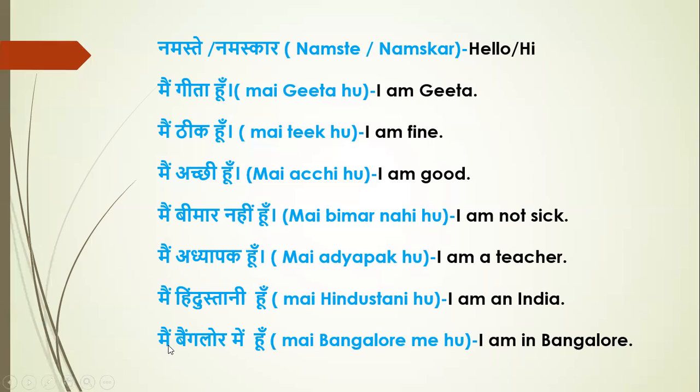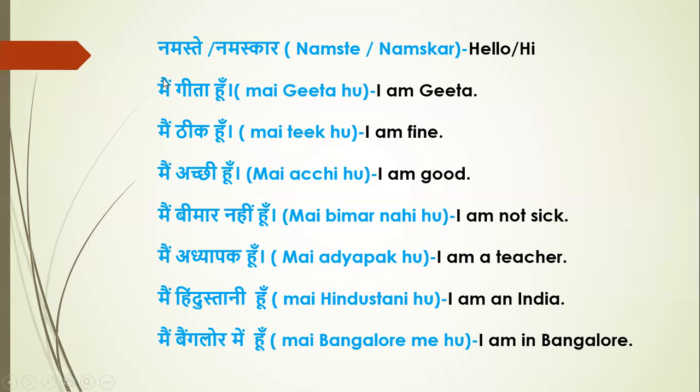Then the next one is मैं Bangalore में हूँ, I am in Bangalore, and you can mention where you are. Like मैं दिल्ली में हूँ, मैं हरियाणा में हूँ, मैं बिहार में हूँ, wherever you are. Or in the place of town, you can put places like मैं office में हूँ, मैं घर में हूँ, all these things.